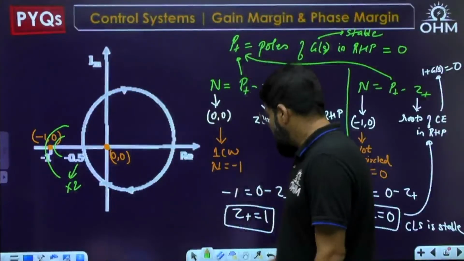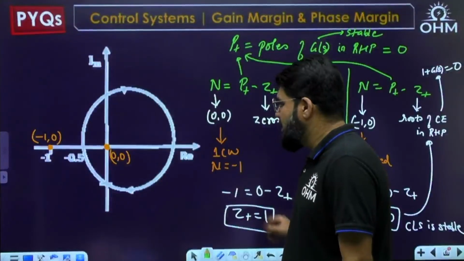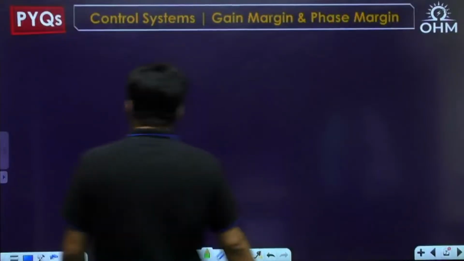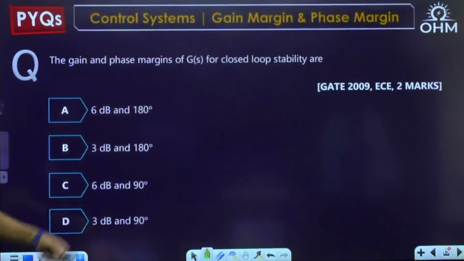So what is the maximum allowed multiplier? That will be known as the gain margin. Have a look into the standard definition, because my next question is on gain and phase margin. I told you common data, second question will be there.